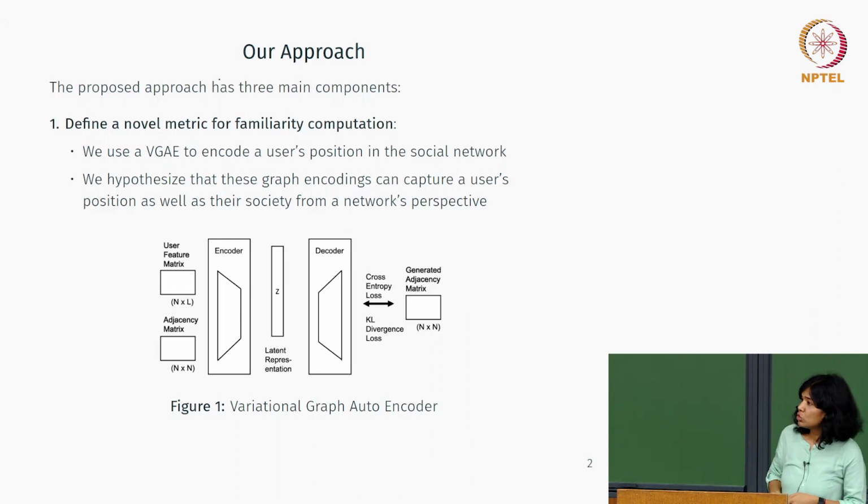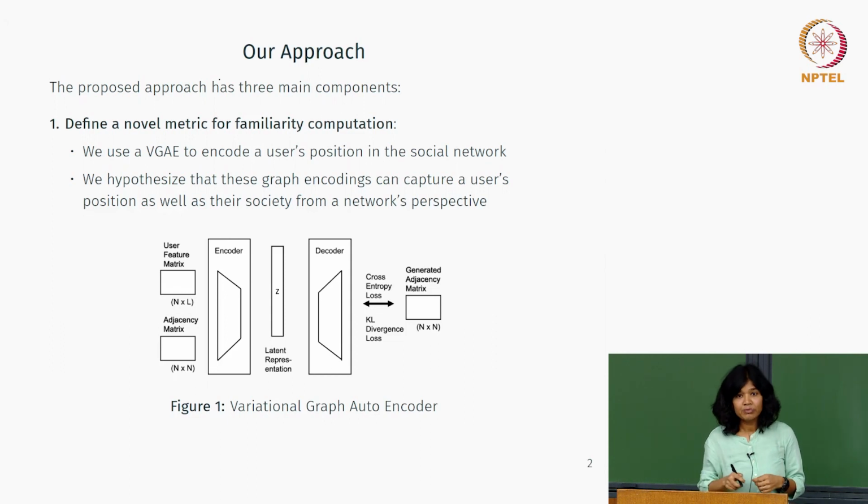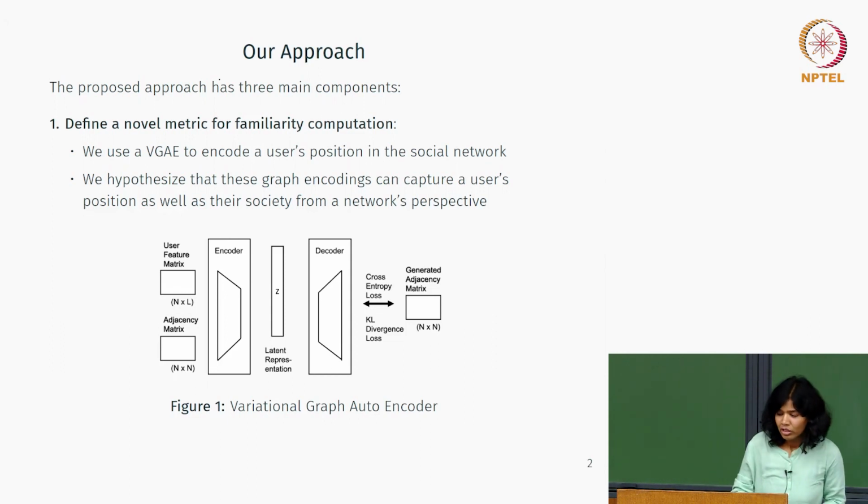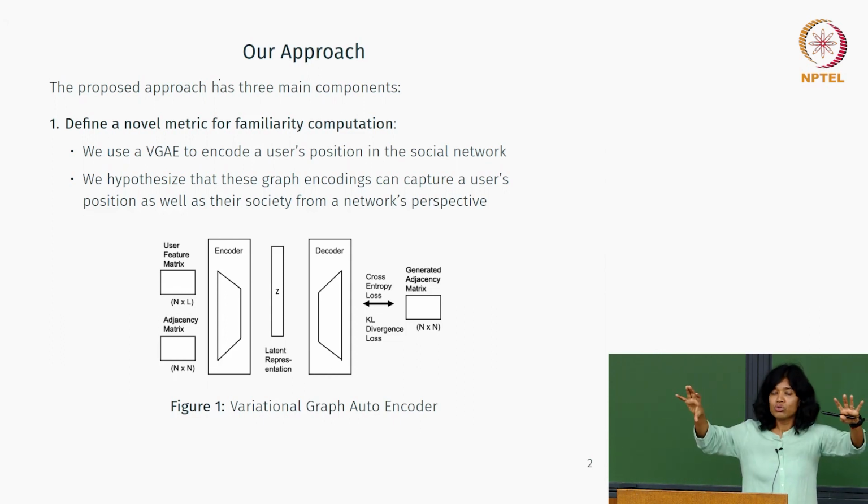So that's where we said we should redefine familiarity. And how do we redefine it? It's actually the same as what we defined in the previous lecture. So what did we do in the previous lecture? We said, how do we represent a user?